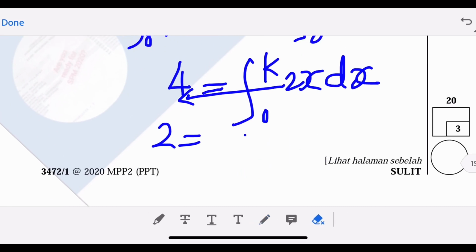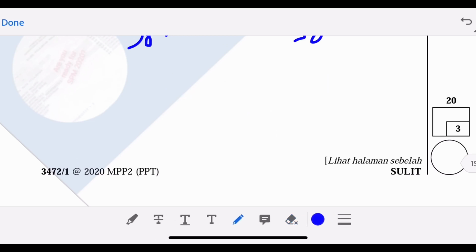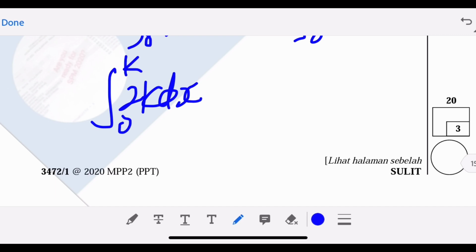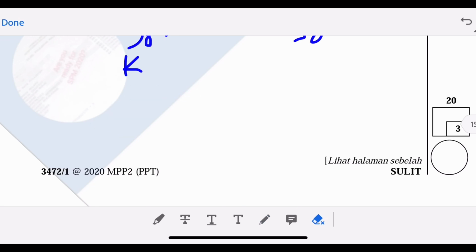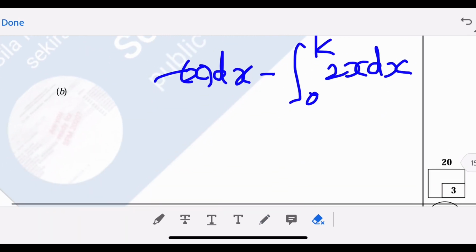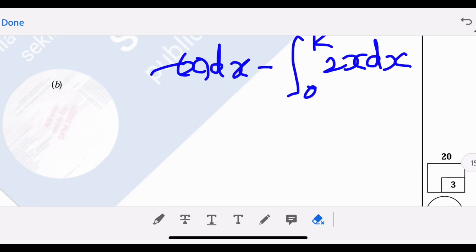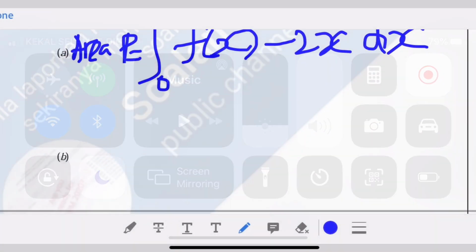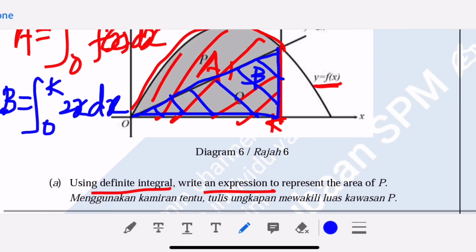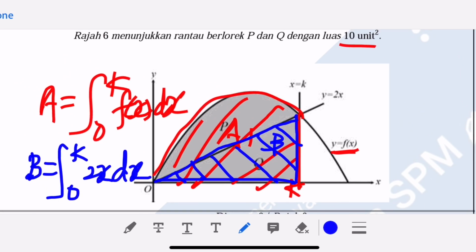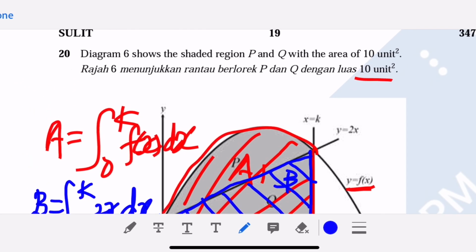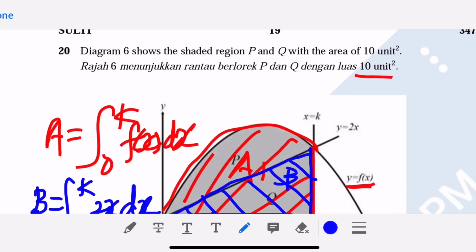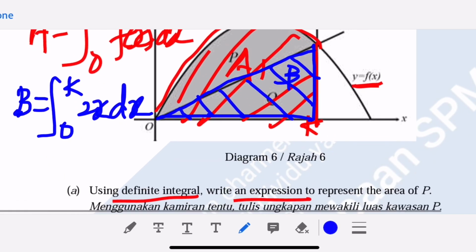So that means the area for the triangle will be 4, isn't it? So we just integrate the straight line, I mean integrate the 2x, and you will get the area which is equivalent to 4, because the area for P is given as 6. So the area for Q will be 4 because P plus Q is 10. So the area for the triangle is equal to 4. So we just integrate the 2x. You can find the base and height if you want, but integrating is faster, isn't it?